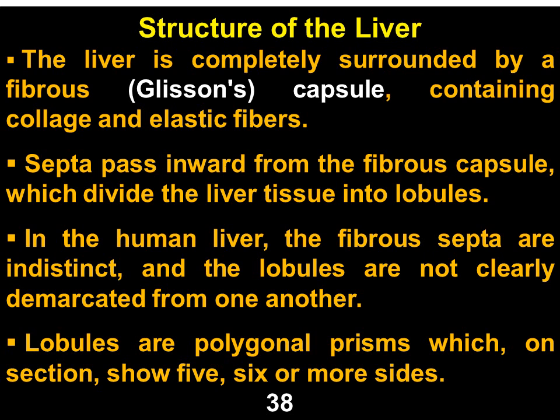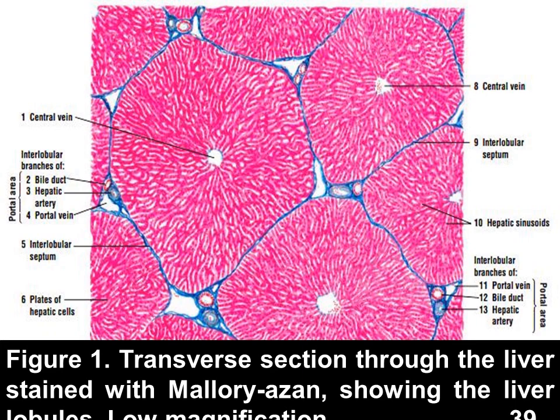بالهيومن liver هالفايبرس septa هي indistinct، غير مميزة، مو مثل بالانيمالز. فاللوبيول are not demarcated from one another، يعني ما مميزة واحدة من الأخرى. اللوبيولز are polygonal prisms، و in section it shows 6 or more sides. خلينا نشوف الصورة. هذه الصورة you can see، اللوبس you can see it is 6 وأحيانا أكثر من 6 يعني border. فتشو أحيانا 5 وأحيانا more 6 أو more.